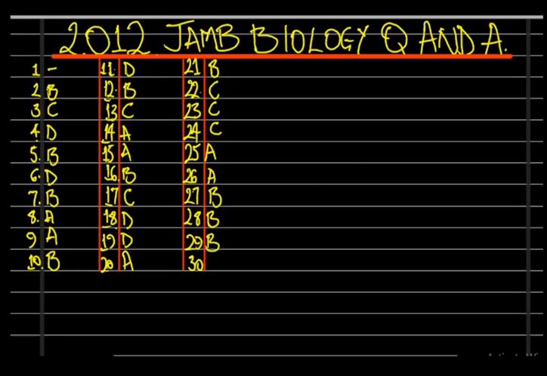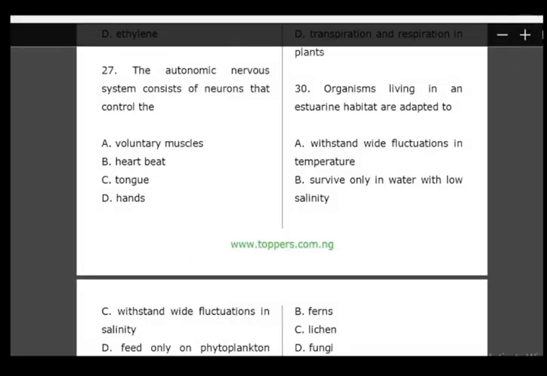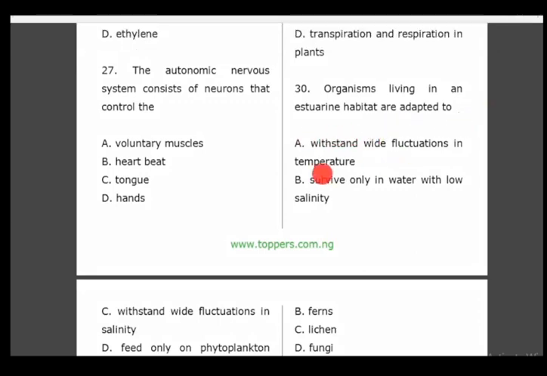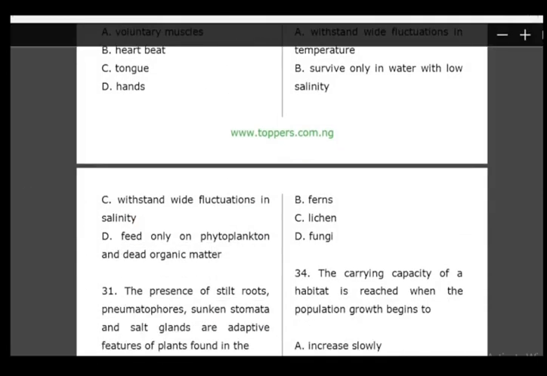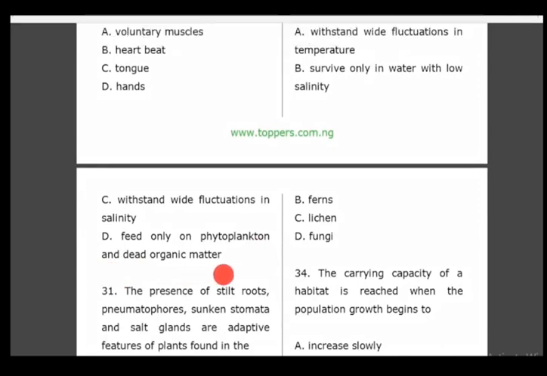And then question 30. Question 30 says, organisms living in an estuarine habitat are adapted to A. Withstand wide fluctuations in temperature. B. Survive only in water with low salinity. C. Withstand wide fluctuations in salinity. And then D. Option D there says feed only on phytoplanktons and dead organic matter.